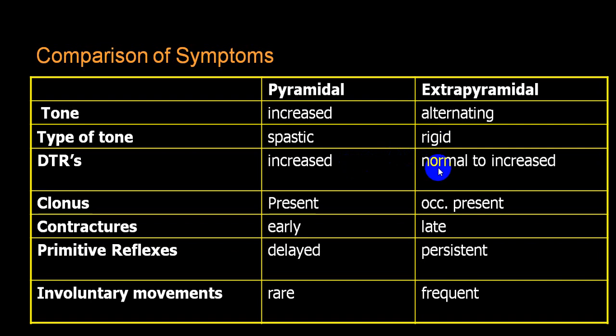Deep tendon reflexes are normal. Sometimes you can have brisk reflexes. Clonus may be occasionally demonstrable. Contractures are not common. They are usually in a late stage. Primitive reflex may be preserved. So plantar reflex will be flexor. And involuntary movements are invariably always present.